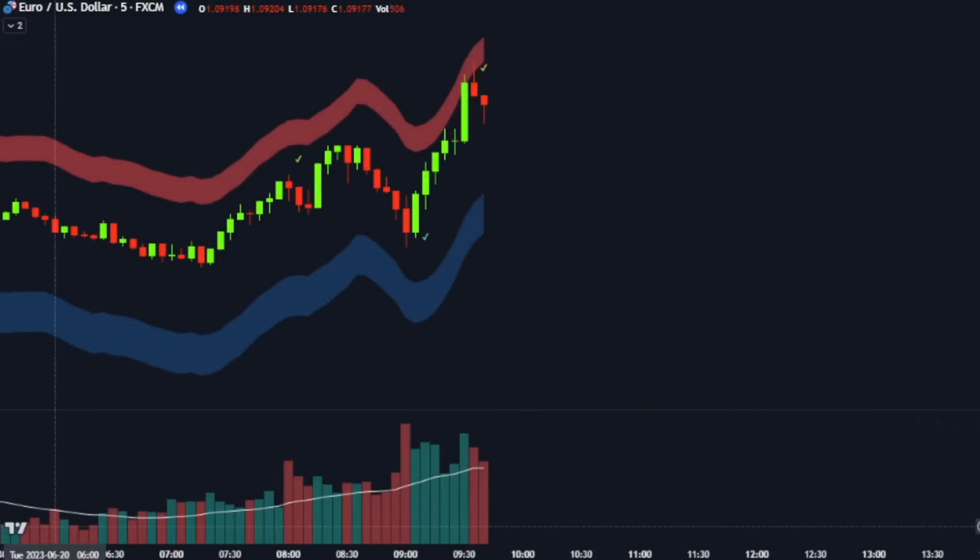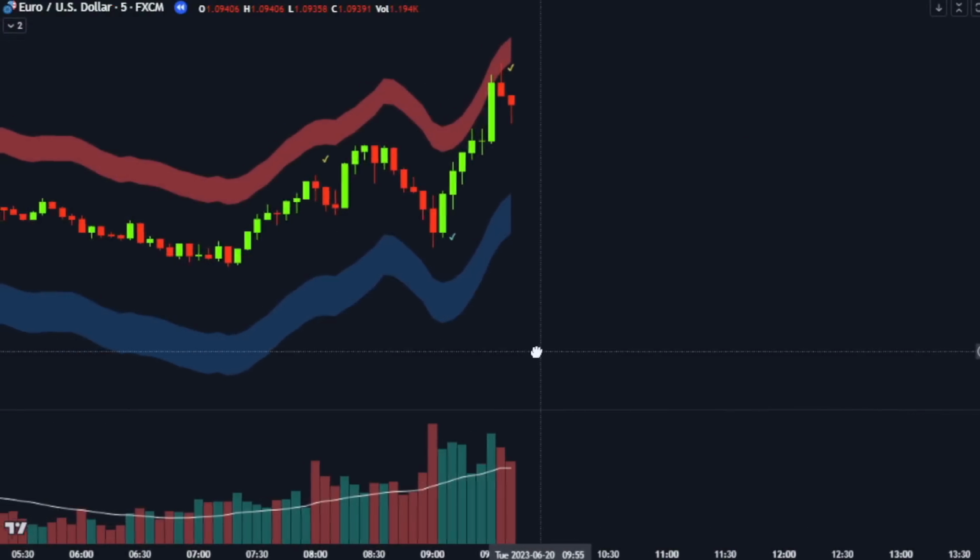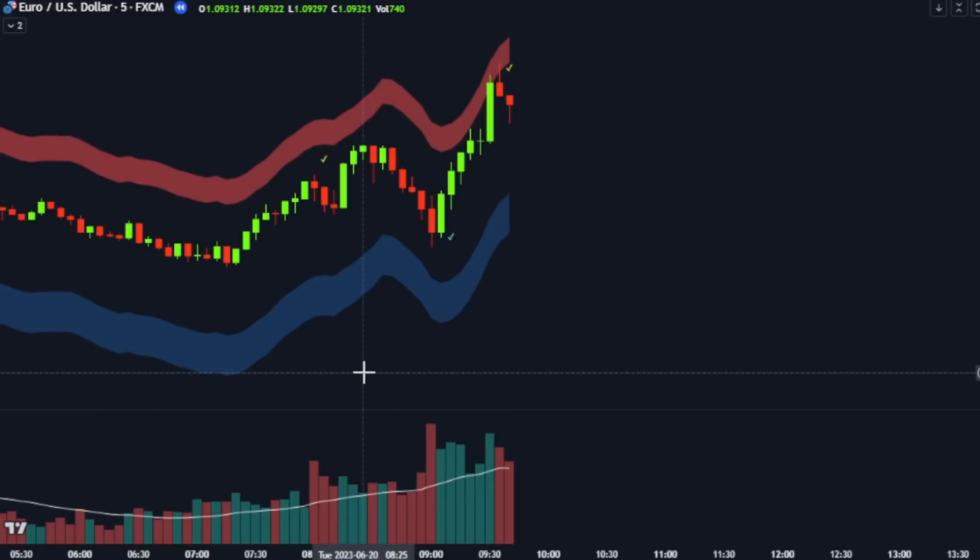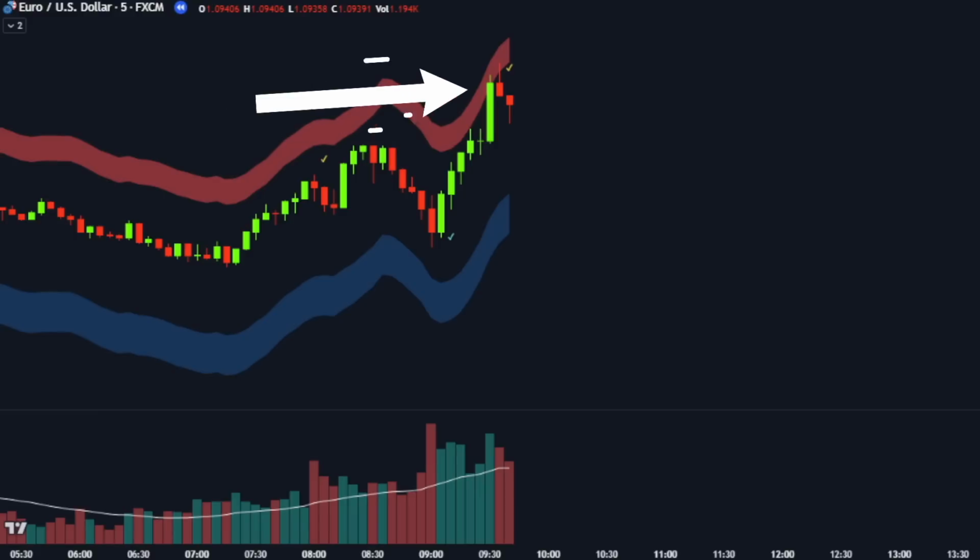Now we are in Euro-Dollar with time frame of 5 minutes. Now we are going to see how to take short trades. We have to meet the following conditions. First, we have to see that the price touches the top of the band. Second, we have to see the confirmation of the reversal indicator signal. Third, the trade must have enough volume. So the volume indicator should be above the moving average.